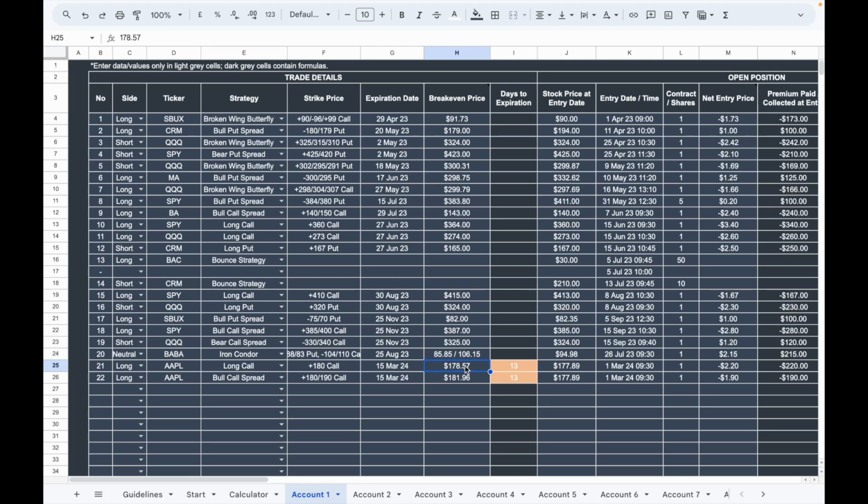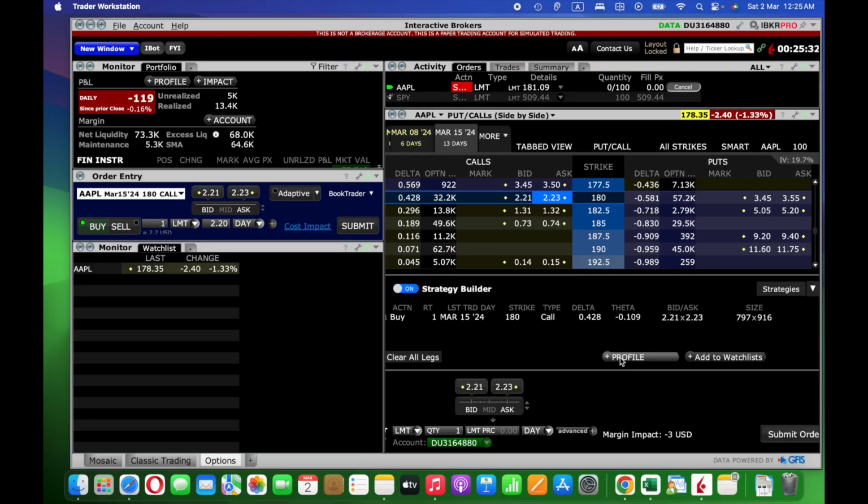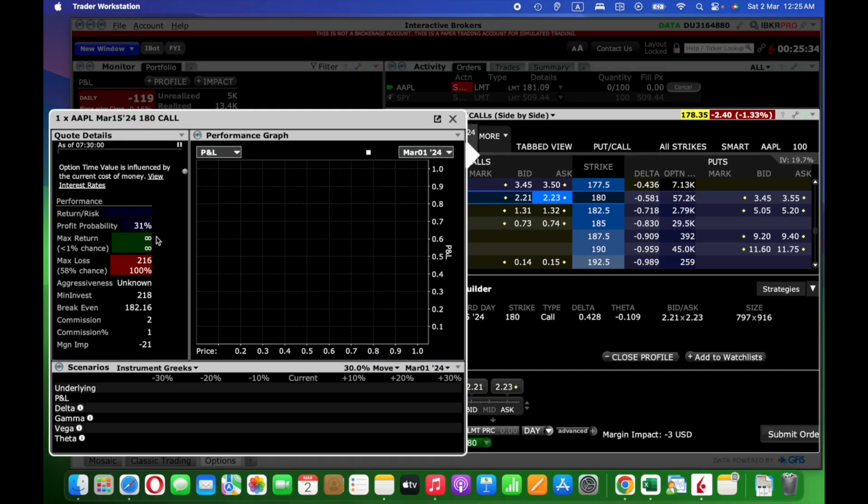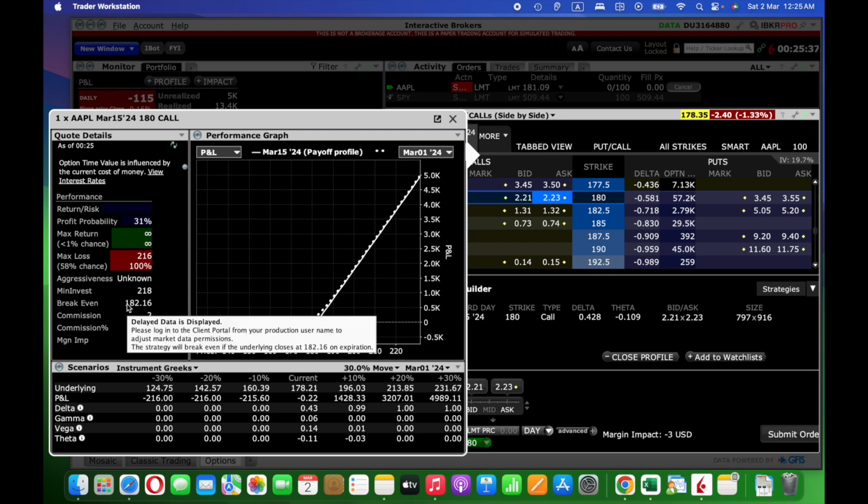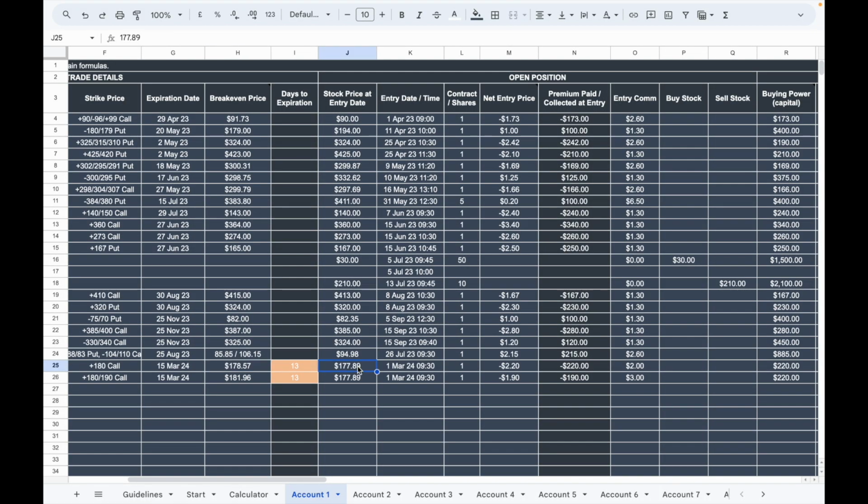For example, if I am using Interactive Brokers Trader Workstation, by clicking on the profile here, it will show you the break-even price of the trade as well as the commission and the maximum loss and maximum return of the trade. Input the stock price at entry date, input the entry date and time, input the number of contracts that you are trading, and input the net entry price. If you are paying a debit to enter the trade, remember to put a minus sign in front of the amount of the price. Next, enter the entry commission of the trade.